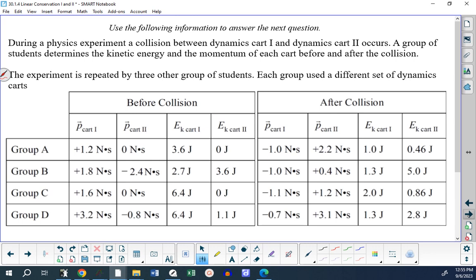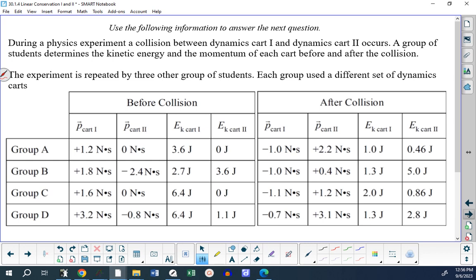During a physics experiment, we have a collision between two carts. Dynamics carts, we might have played with these in Physics 20 a little bit. We've got a collision between little cars on wheels. A group of students determines the kinetic energy and the momentum of each cart before and after the collision. We have all done lab work where we have, say, a spark timer from Physics 20 or a ticker timer from Science 10. There are ways that we can determine the speeds of these objects before and after.